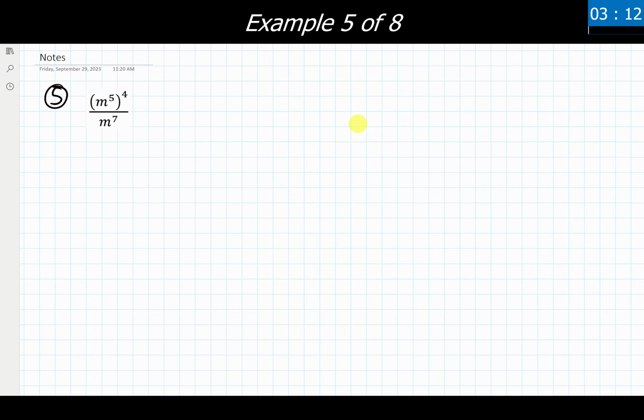With example 5 and moving on to our final 4 that we have here, we're going to start seeing problems where we are going to be viewing and having to use multiple properties to get through and simplify a single expression that's been given to us. Now, my recommendation is that you do these things in very small, very controlled, very precise steps.